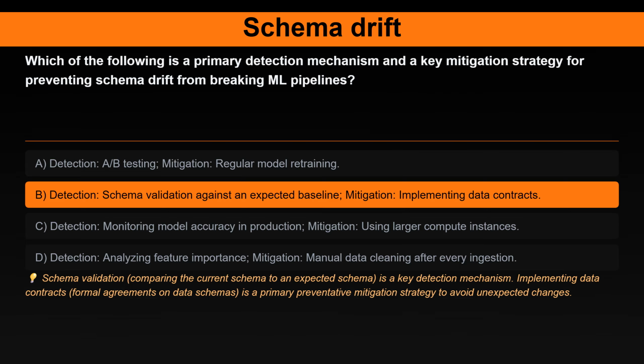The correct answer is detection, schema validation against an expected baseline. Mitigation, implementing data contracts. Here's the explanation. Schema validation, comparing the current schema to an expected schema, is a key detection mechanism. Implementing data contracts, formal agreements on data schemas, is a primary preventative mitigation strategy to avoid unexpected changes.